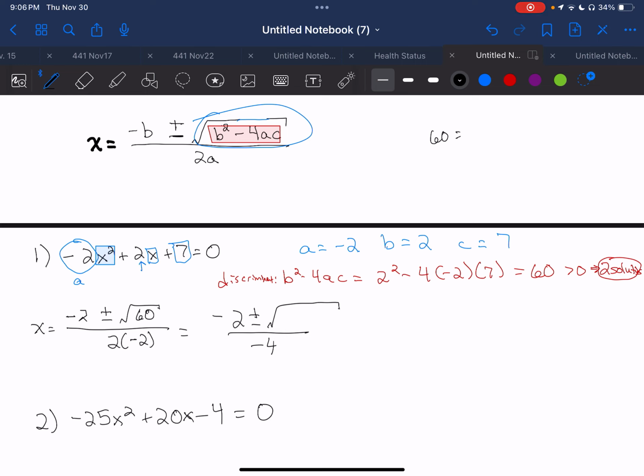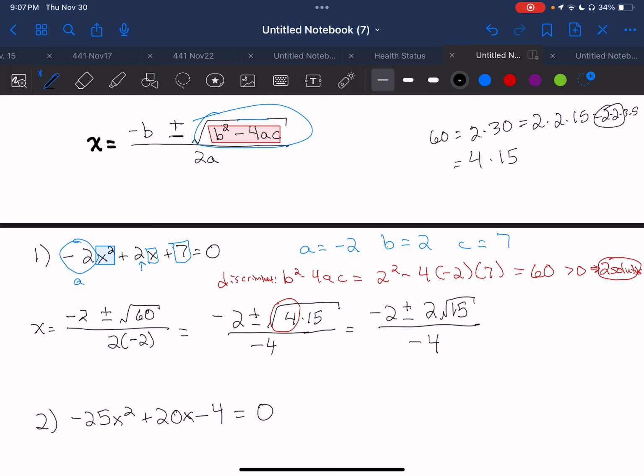I'm actually going to think about this up here. 60 equals 2 times 30. 30 is 2 times 15. 15 is 3 times 5. No perfect squares, so the 4 is a perfect square. So 60 is 4 times 15. That's helpful. And so then I can say negative 2 plus or minus 2, from the square root of 4. And then what's left under the radical is 15, all over negative 4.